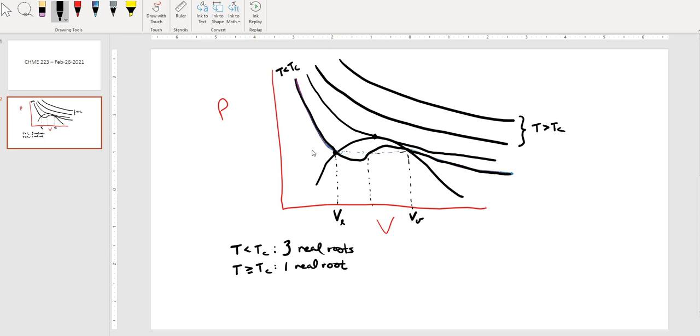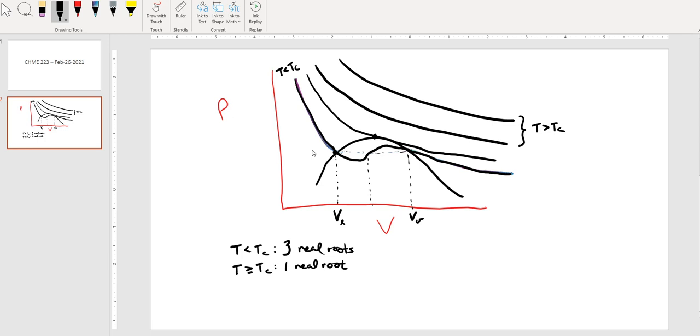And so our roots, the first root will be the saturated liquid volume. The second root will be this value right here, which is some intermediate volume. And then the third root will be the saturated vapor volume. So this will be the higher, this will be the lower. The middle root to this equation has no physical meaning whatsoever, and so it can be tossed out.